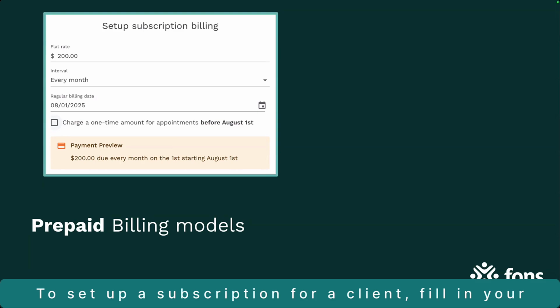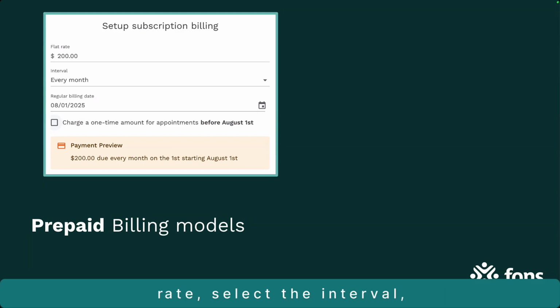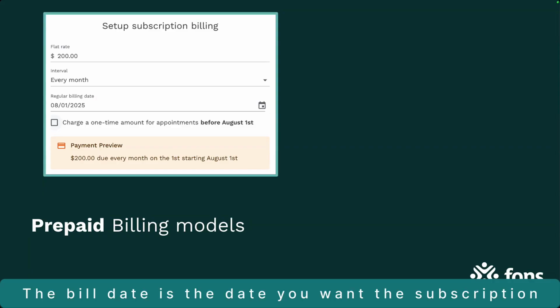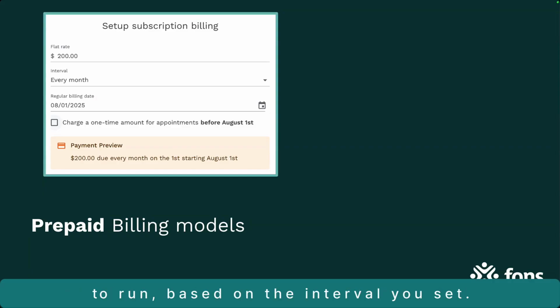To set up a subscription for a client, fill in your rate, select the interval, and set the bill date. The bill date is the date you want the subscription to run based on the interval you set.